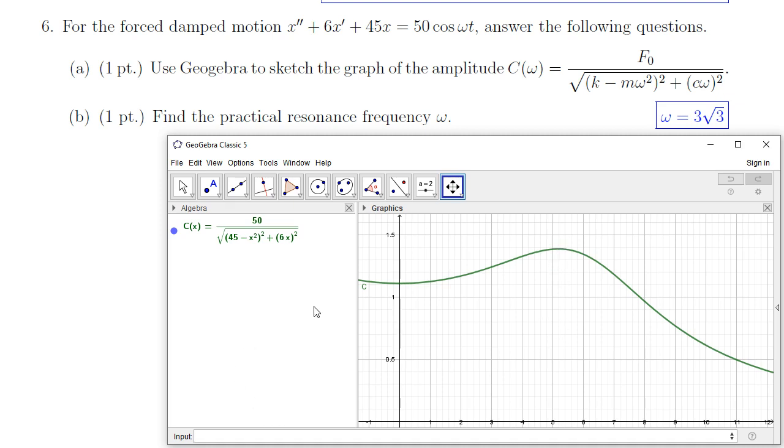But anyway, this is the way to sketch the graph of the amplitude function using GeoGebra. So basically you just have to type it in almost exactly as it is. That's it. I hope that this was clear.